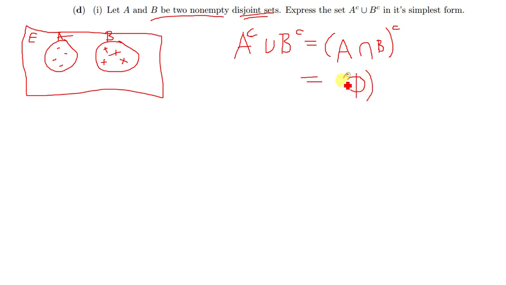So an empty set complement, we all know to say it gives us the universal set, which is this. Okay, so you can either write E or U, there's no problem. Okay, so we quickly move on to the next question.